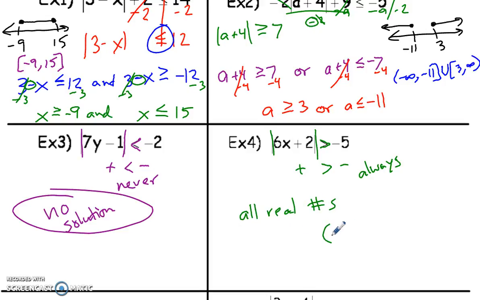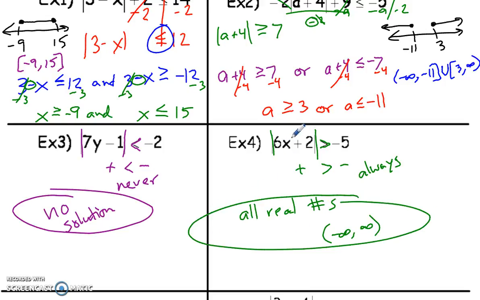Or you can write it negative infinity to infinity. Seems kind of silly to write that out, but that's our answer. It can be anything I want can be plugged in here. It's always going to be greater than negative 5. Okay? So that's a quick and short look at our two special cases with absolute value.